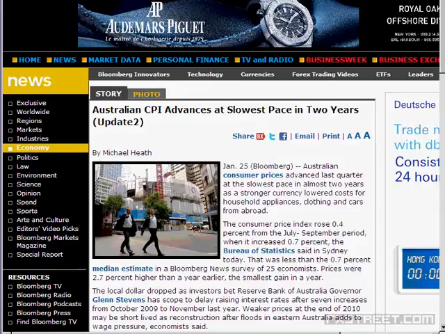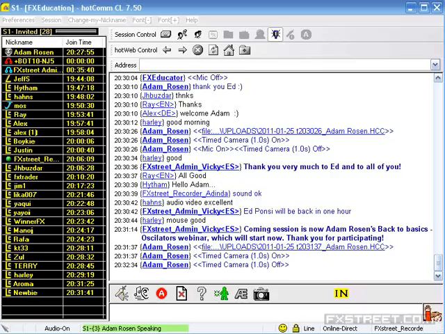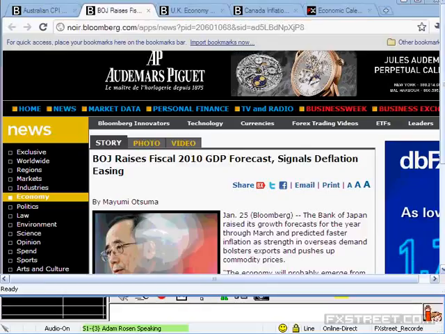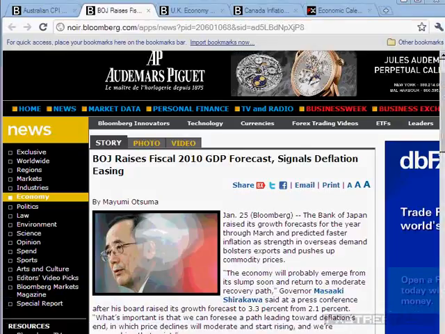Now, the first sentence, again, this is a theme that we see over and over again that I want to talk about a little bit. They say consumer price index advanced last quarter at the slowest pace in almost 2 years as a stronger currency lowered costs for household appliances, clothing, and cars from abroad. We see when the currency appreciates, it goes to the upside because the economy is chugging along at a good clip. All of a sudden, that strong currency becomes a detriment to that economy. We saw the same thing with Canada last week.